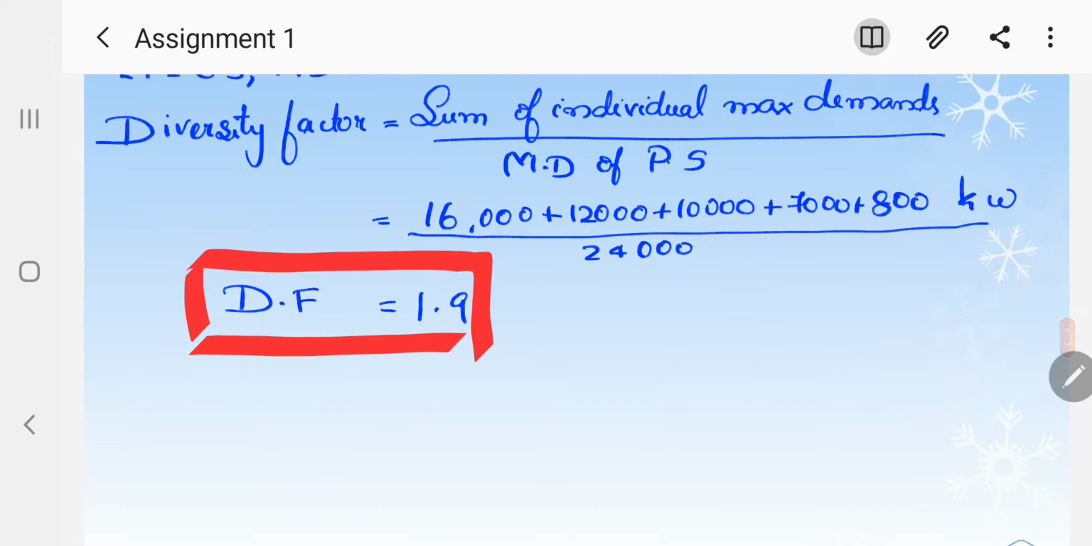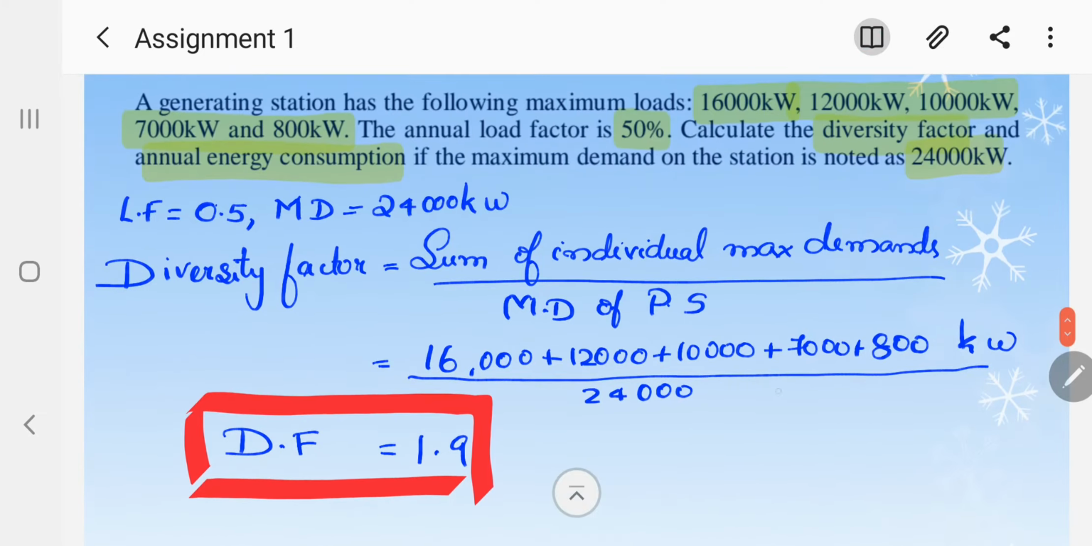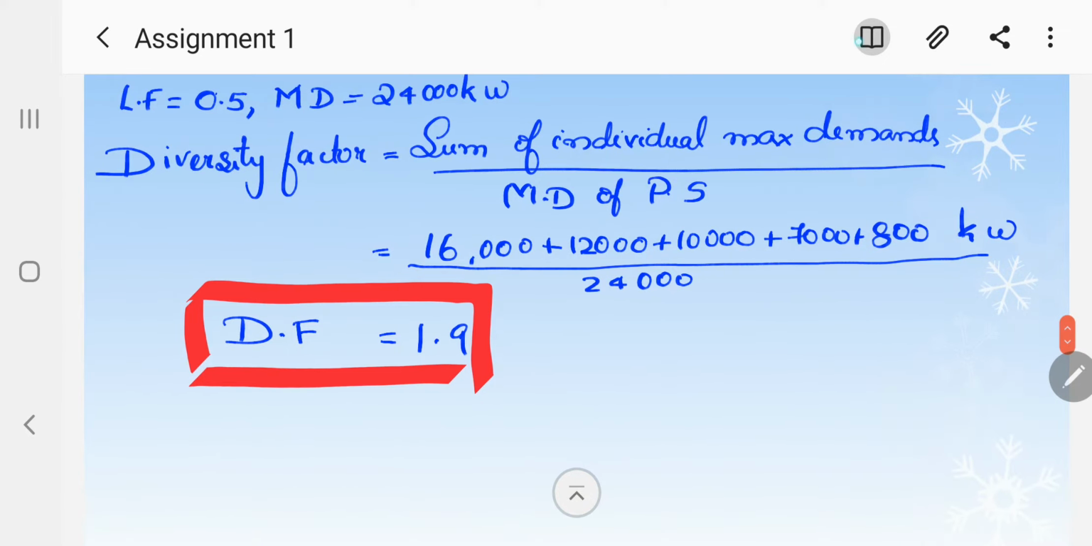First we have to find out the average load. How can we find the average load? We know the load factor. You just check the equation for load factor. What is the equation for load factor?